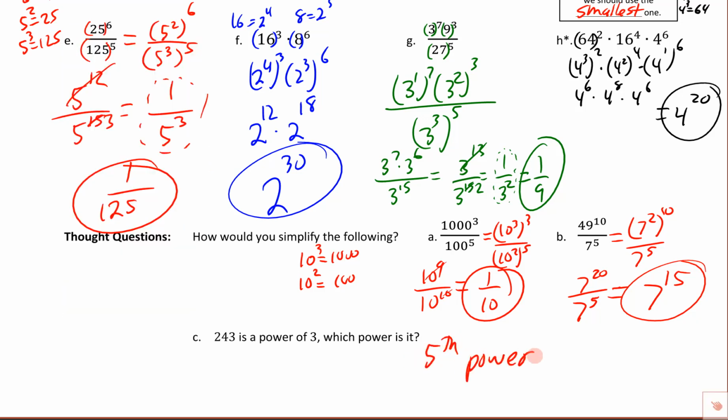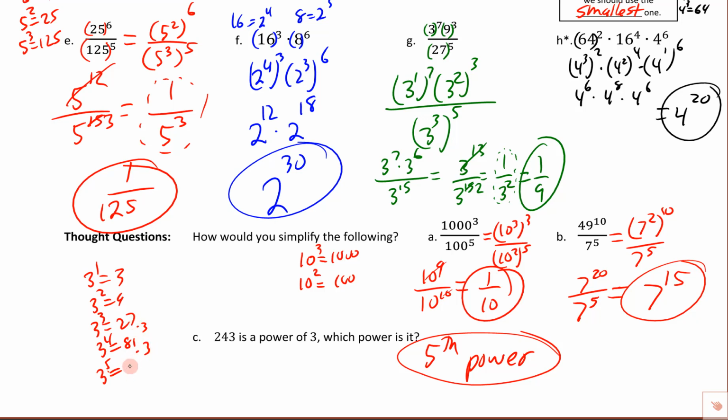Now, I suppose you could figure that out if you didn't have a calculator. You could just do, 3 to the first is 3, 3 to the second is 9, 3 to the third is 27, 3 to the fourth is just times by 3, and you get 81, and then 3 to the fifth would be times by 3, and then you would get 243. You could do it by hand, but if this were much bigger of a number, it'd be pretty tough to do. So good skills right here.